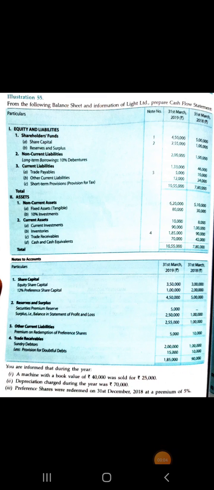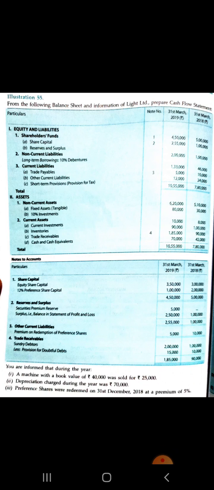Question: from the following balance sheet and information of Light Limited, prepare cash flow statement. Equities and liabilities, shareholders funds, share capital 4,50,000, 5 lakhs. Reserves and surplus 2,50,000, 1 lakh. Non-current liabilities, long-term borrowings 10% debentures 2 lakhs, 1 lakh.